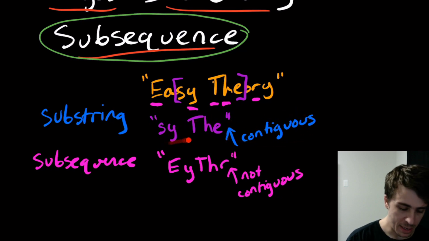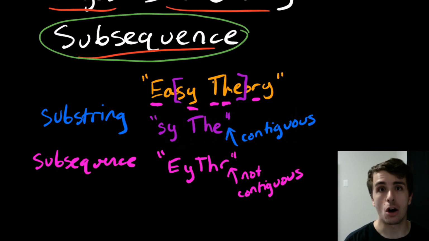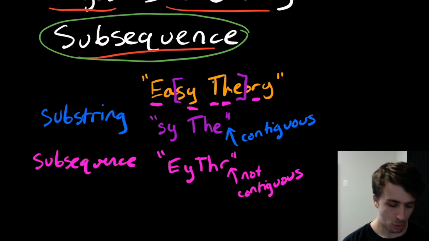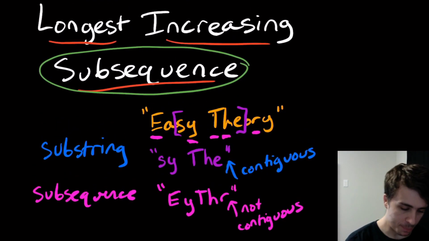The substring we had before also is a subsequence, but a subsequence doesn't have to be contiguous, although it could be. So every substring is a subsequence, but not every subsequence, like this one, can be a substring, because it might not be contiguous. Okay, so then what is this problem?